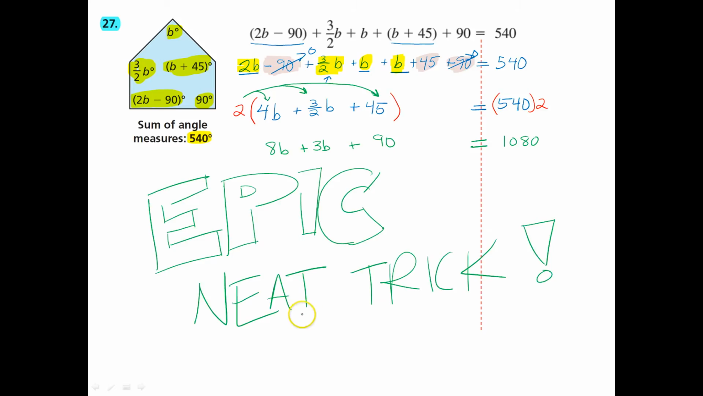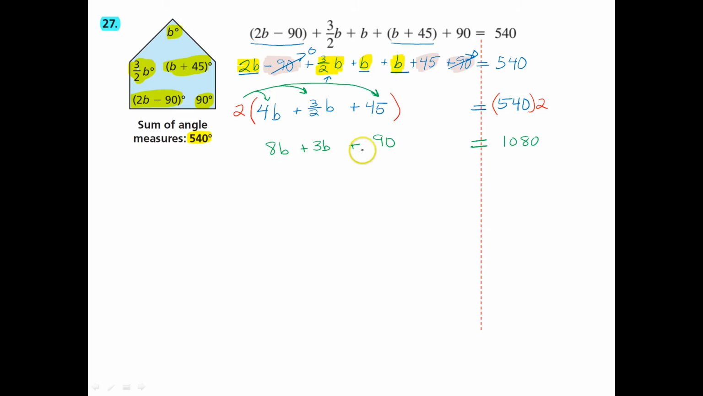So now we have an equation without fractions. Neat. Epic! And now we can continue to simplify the left side of our equation. We have some more like terms right here. 8b plus 3b is 11b. I know sometimes my b's look like 6's, so watch out for that. Plus 90 equals 1,080. And now we're all simplified on the left side. We're all simplified on the right side.